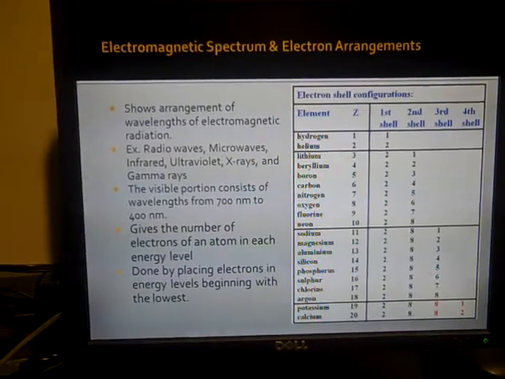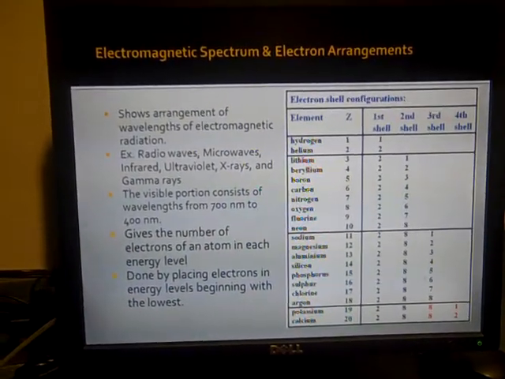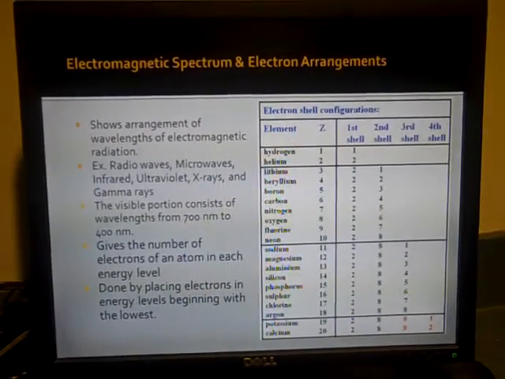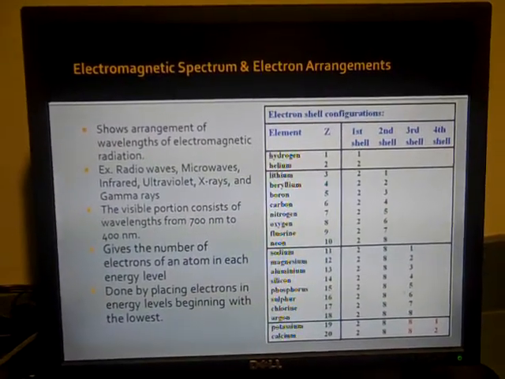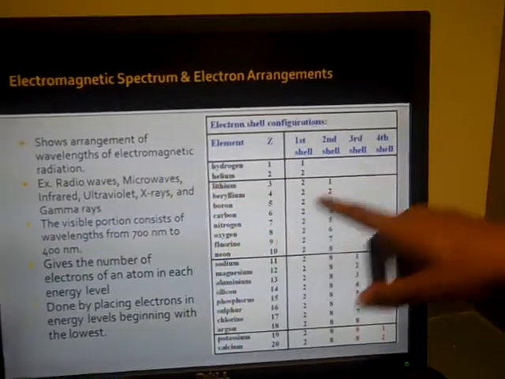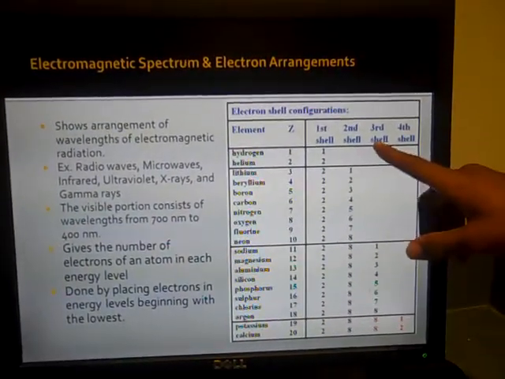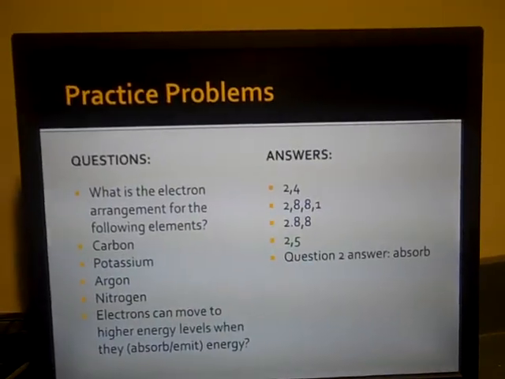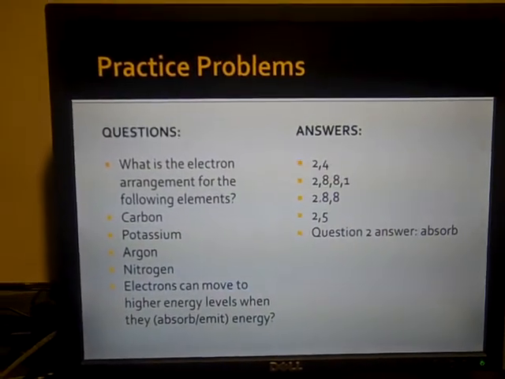Then we have electron arrangements, which give the number of electrons of an atom at each energy level. It's done by placing electrons at energy levels beginning with the lowest. And to the right, you'll see a chart with some of the elements and their configurations. And then we have more questions.